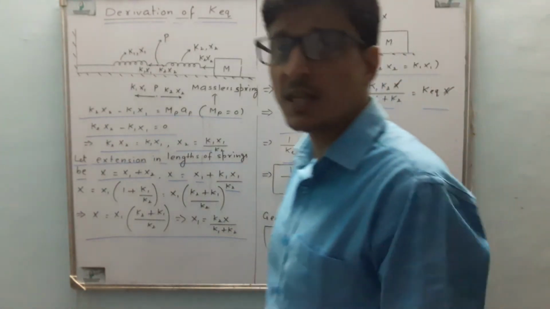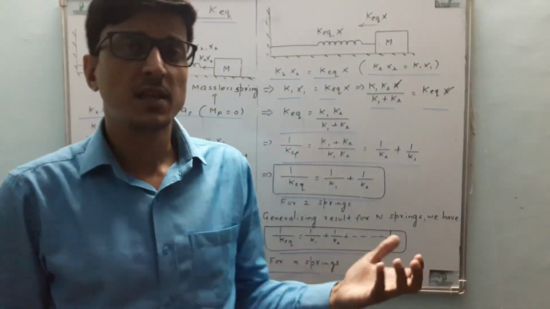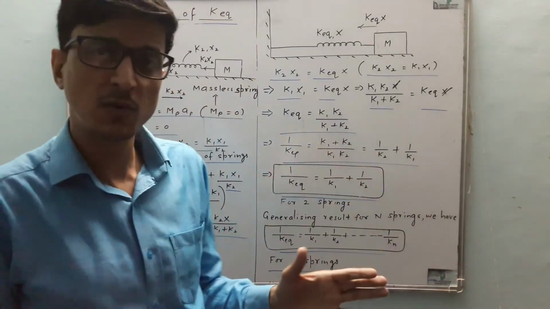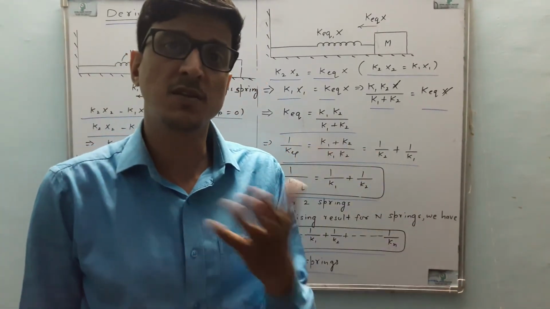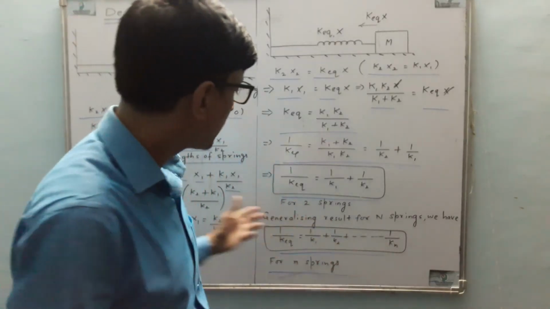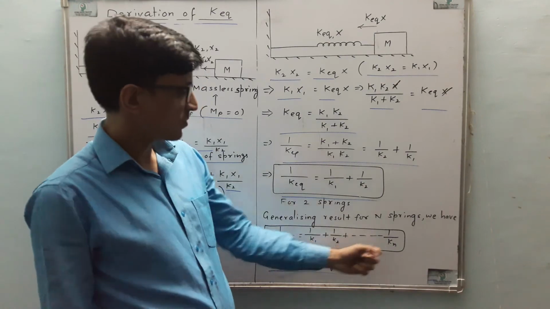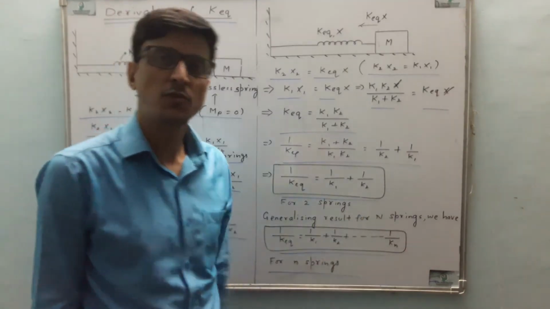The similar result can be proved for any number of springs. In that case, x will be equal to x1 plus x2 plus so on up to xn. And doing the same calculations, we can use the symmetry for the general expression, and we can say that 1 by K equivalent is equal to 1 by K1 plus 1 by K2, so on up to 1 by Kn. This is the proof for that.